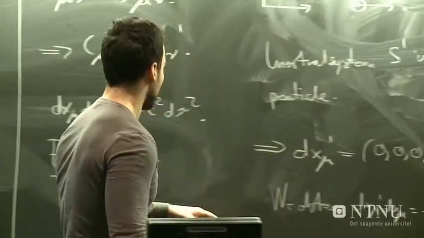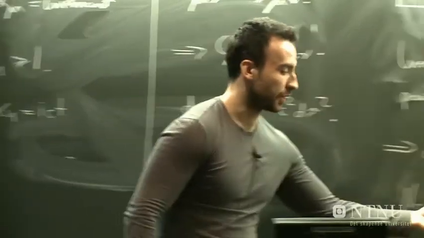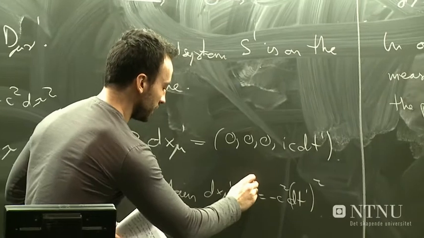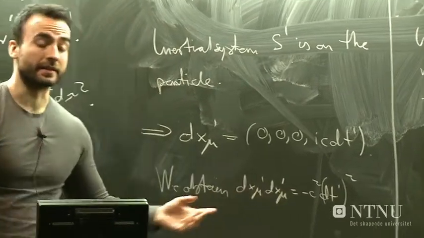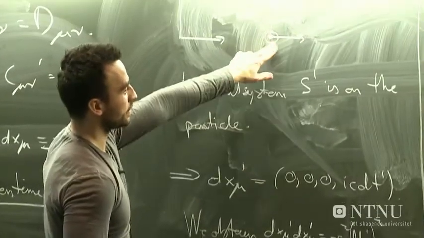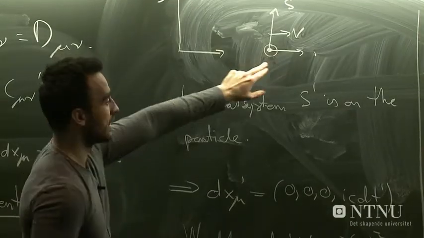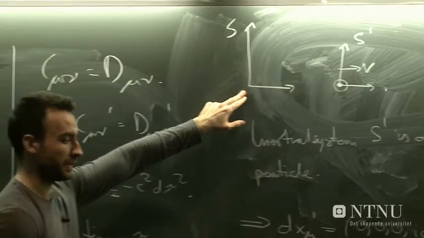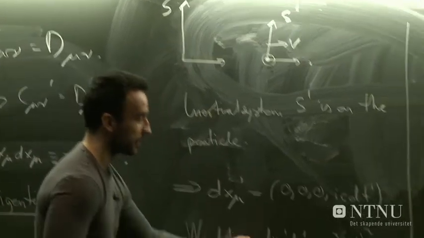Now, we know that this product here, oh sorry, I'm missing a prime here. This product here is a Lorentz invariant, meaning it should have the same value in the reference system of the particle as in our system. So let's now try to evaluate this product in our system.